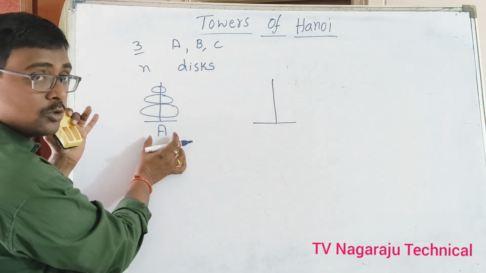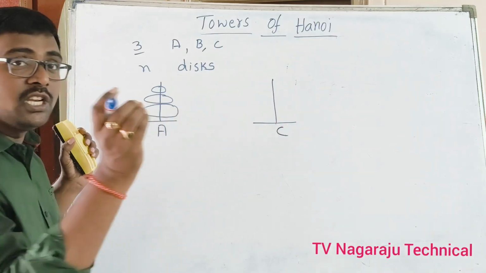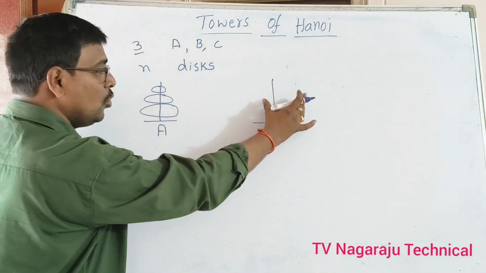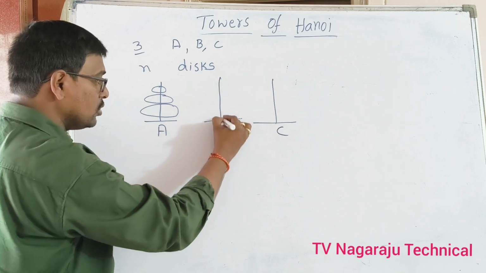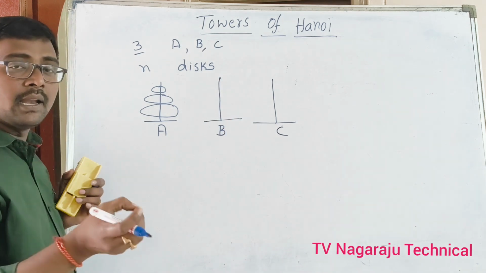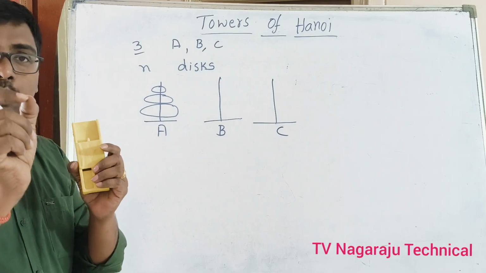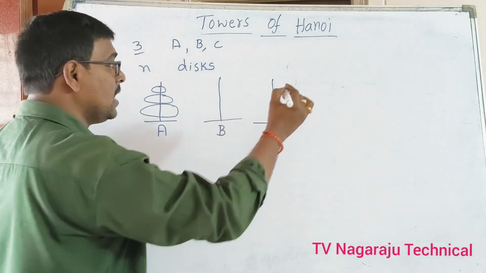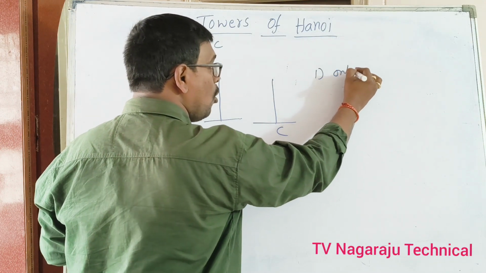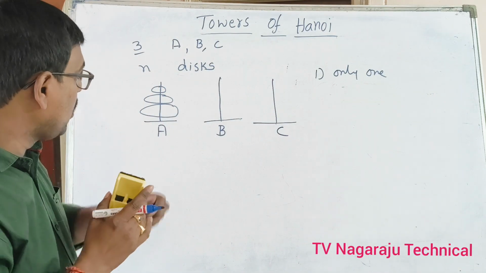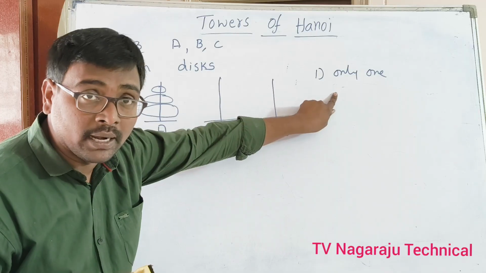Our objective is to move all the discs from source A to destination C by using one intermediate or auxiliary rod B. But while moving, you need to follow some conditions. The first one is only one disc is moved at a time. At a time, you are allowed to move only one disc.